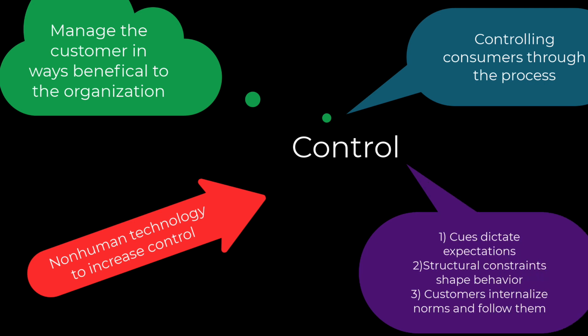Well, first of all, you're given cues that dictate expectations. Usually when you walk into an establishment, it's pretty clear how you obtain whatever it's trying to sell you. Same with the website. They're usually going to make it easy for you to do what they want you to do. There's also structural constraints that are going to shape behavior. The way that the built environment exists or the website exists. And finally, we tend to internalize norms and then follow them.